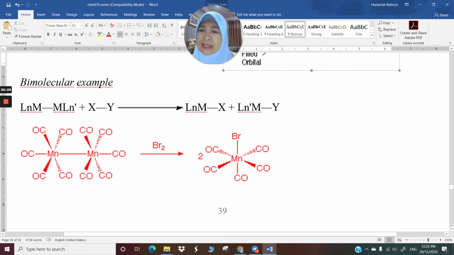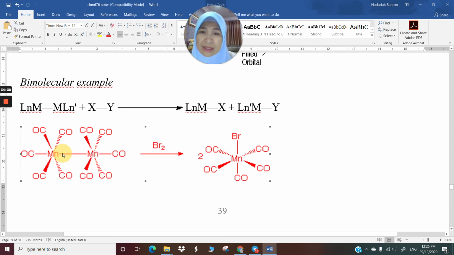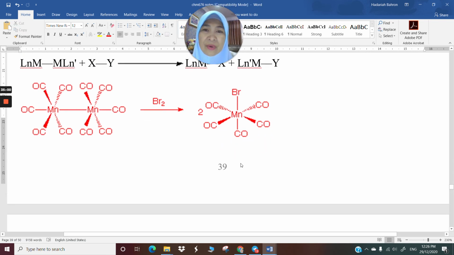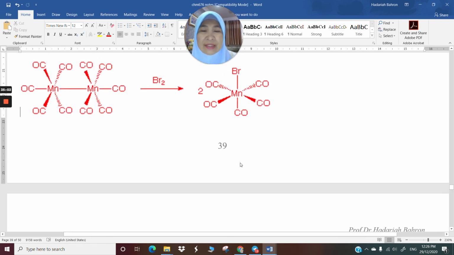For a bimolecular example, if you have Mn(CO)5 twice, this you have seen, the dimer, in my previous lectures and in a few exercises that we've gone through before, you see that Mn(CO)5 twice is an 18 electron species, but a bromine molecule can still add to it because it will break this bond and make two separate molecules of Mn(CO)5Br. So that is also an example of oxidative addition.